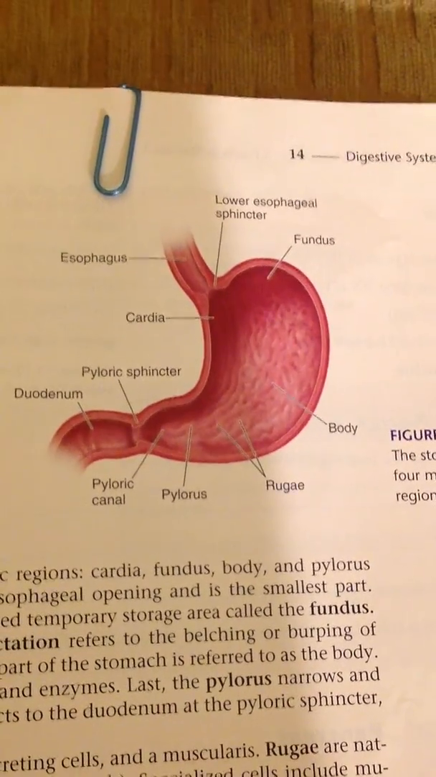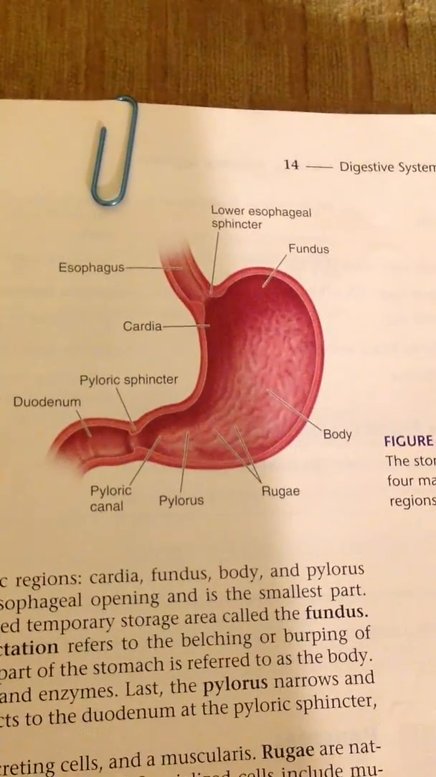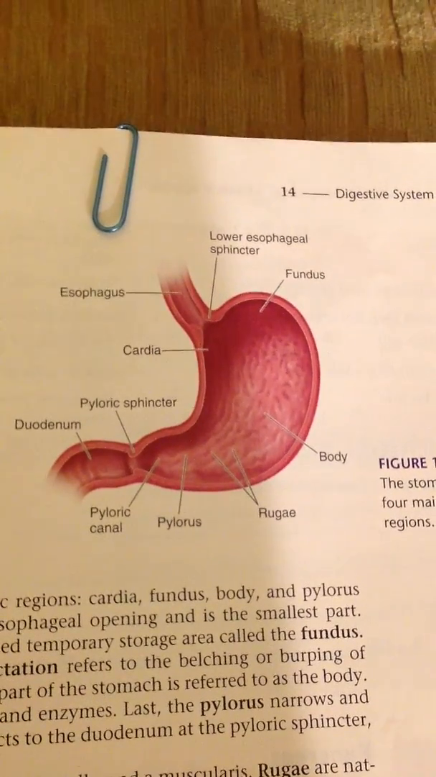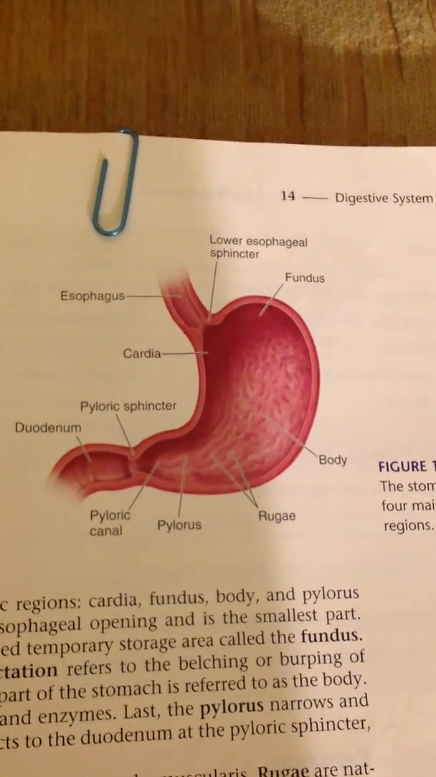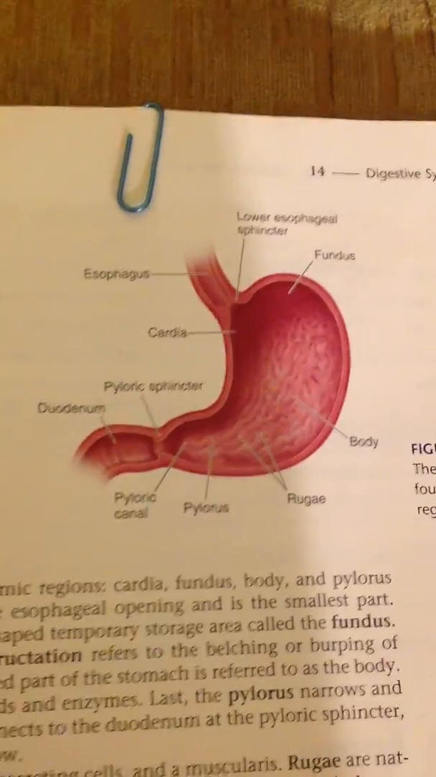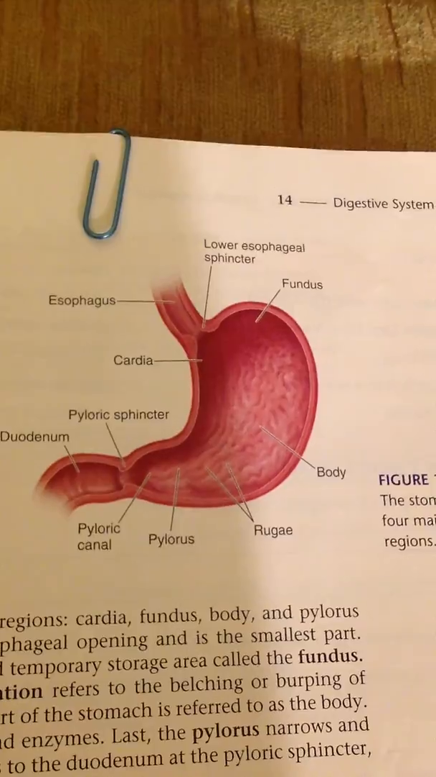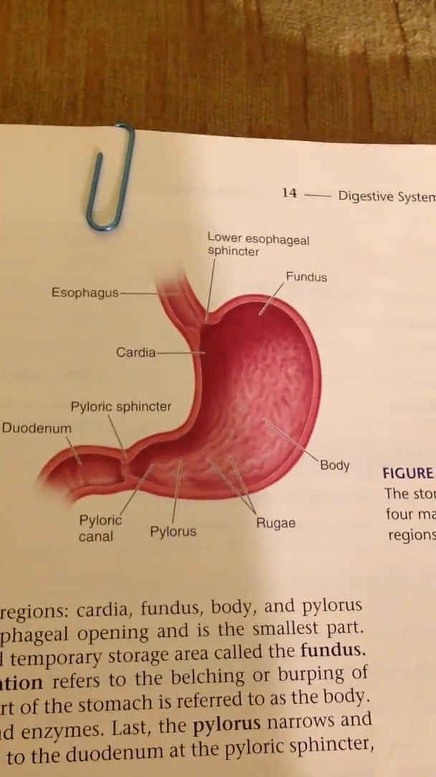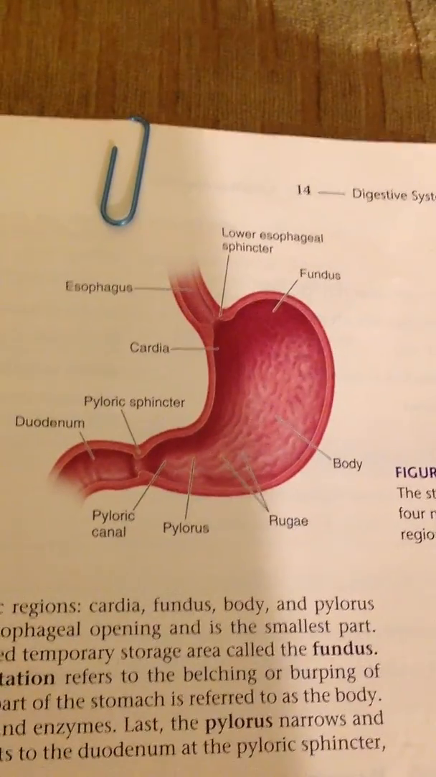In the stomach, further chemical digestion occurs via pepsin, which is the enzyme that digests protein and is most active in acidic environments. As the stomach fills, the rugae, which are folds in the stomach, allow the stomach to expand and hold more content. Very important. From there, food goes through the pyloric sphincter to the duodenum.